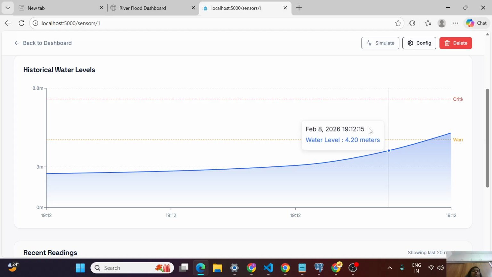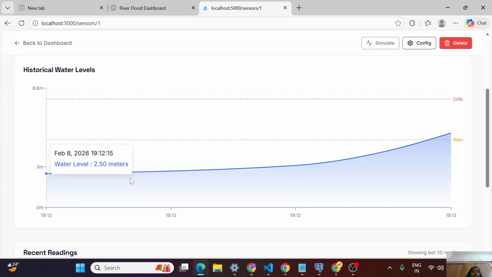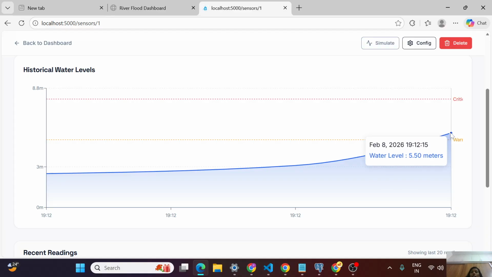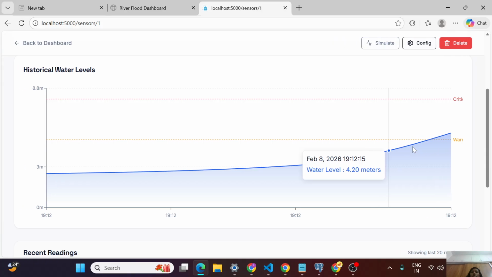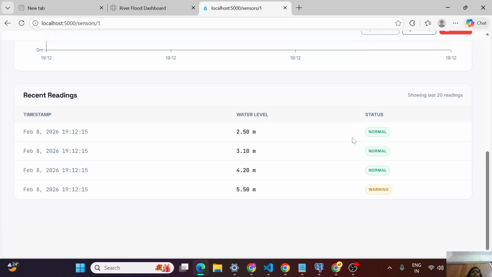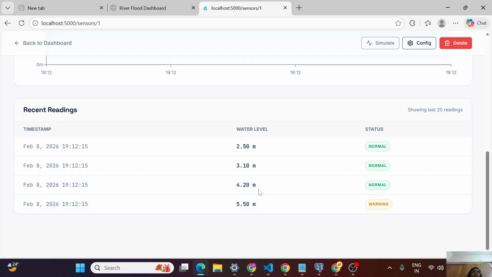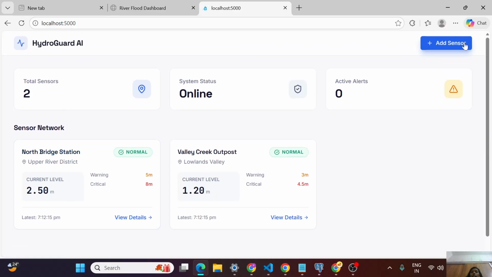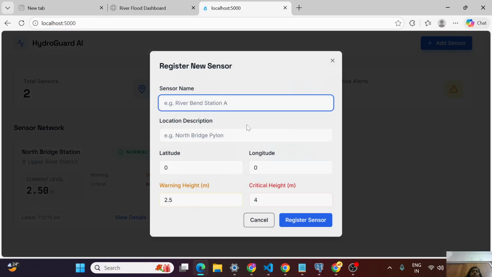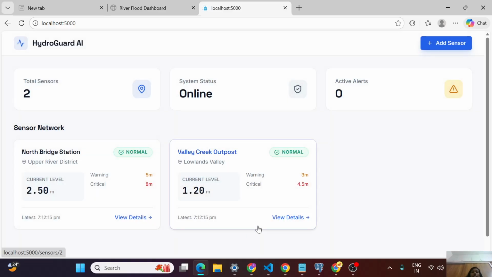So this is the historical water level, and we can see that it was quite low before, and at around 9:12 the water level increased to 5.50 meters, which sent a warning signal to the host device. This happened on February 8th, and these are the recent reading timestamps that we can look into. And here we can add another sensor as well by providing the sensor name, the location description, and the latitude and longitude, and we can also tweak the warning height in meters and critical height in meters here. Thank you.